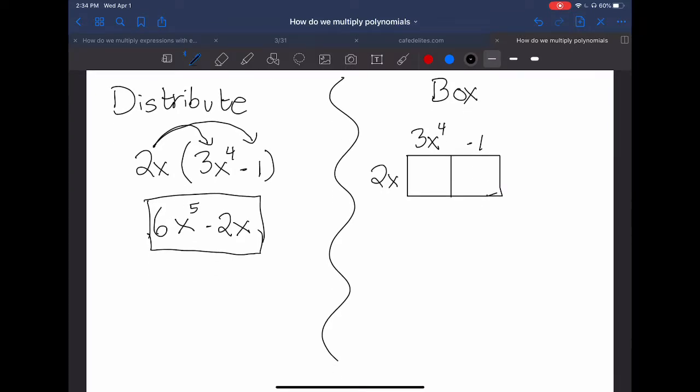So 2x times 3x to the fourth, 2 times 3 is 6. X times x to the fourth is x to the fifth. And 2x times negative 1 is minus 2x. I can add both of those together, and I'll end up with 6x to the fifth minus 2x. And that is my final answer.